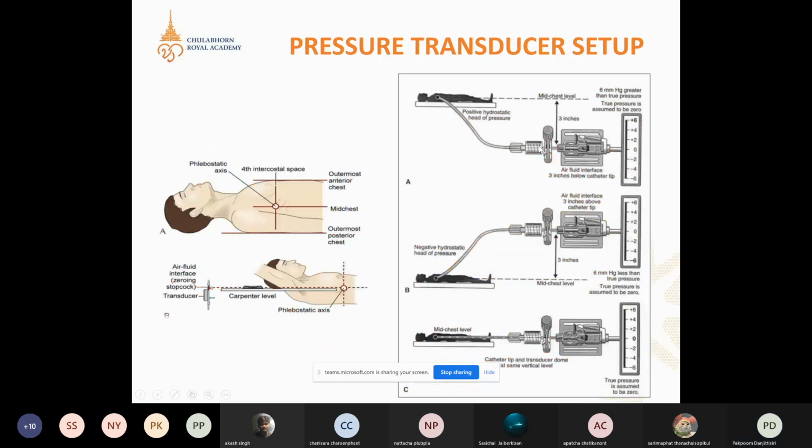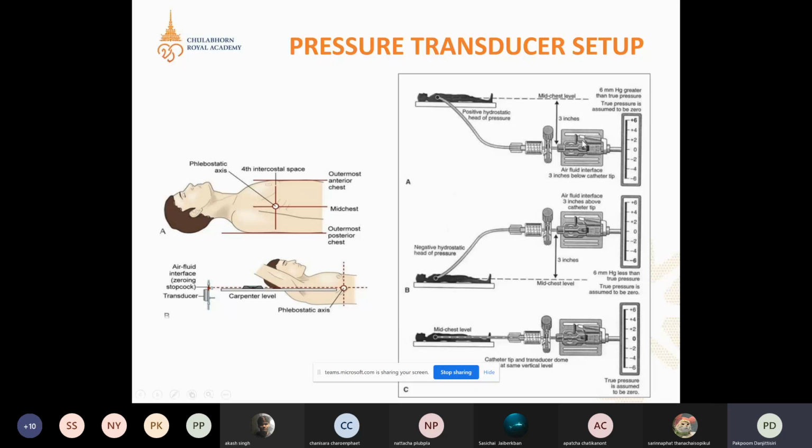Okay, because the pressure depends on gravity as well. If the pressure transducer is placed lower than the level, the pressure will be measured as higher, because gravity has an impact on this as well.